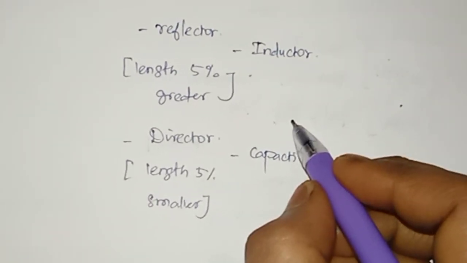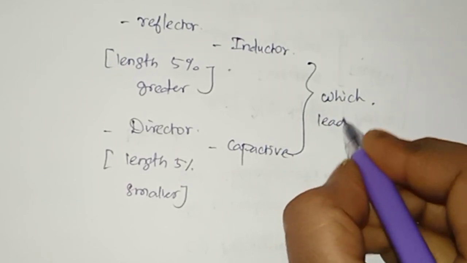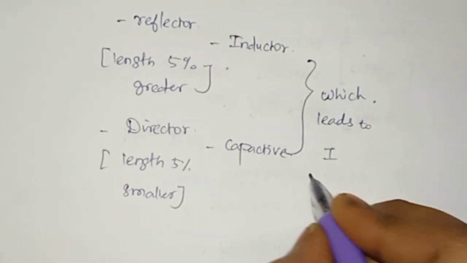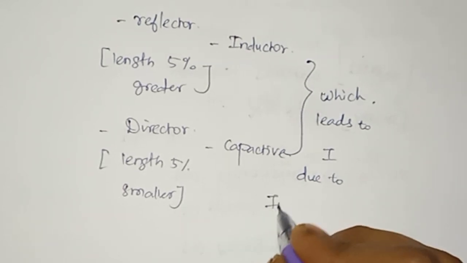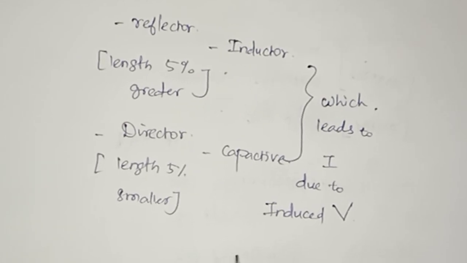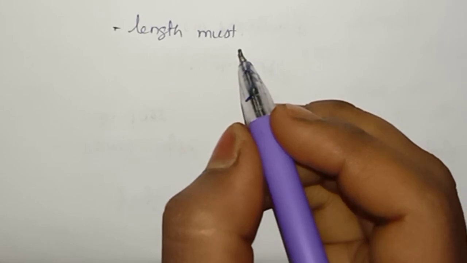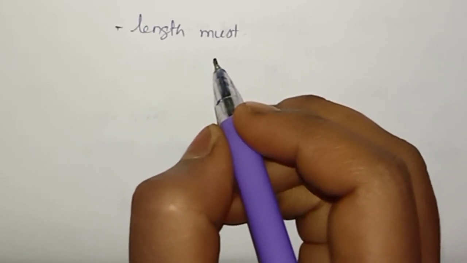So these lead to the current due to the induced voltage. Proper length maintenance is a must, and the direction of the director or reflector towards the active element. Here, one director will excite the next director. So the proper length management is a must, as is the direction of the reflector towards the active element.